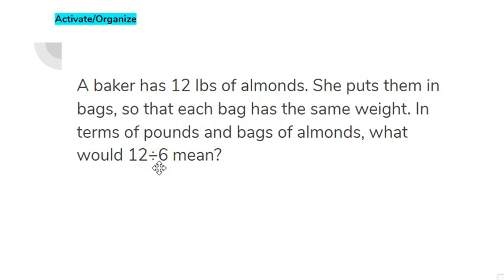What about dividing into bags with 6 pounds in each of them? Either way, at the end you're still going to get a 2. But what does that 2 mean? If I say that we have 6 bags, then each of the bags has 2 pounds in it. If I say it's 12 pounds broken up into 6-pound bags, that means that you only get 2 bags. So it's still 2, but it's that labeling that makes the difference.